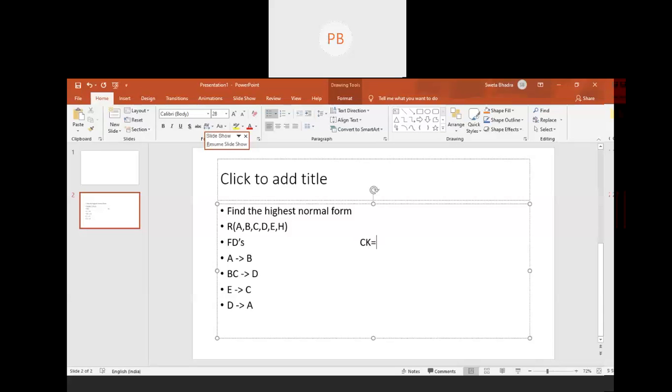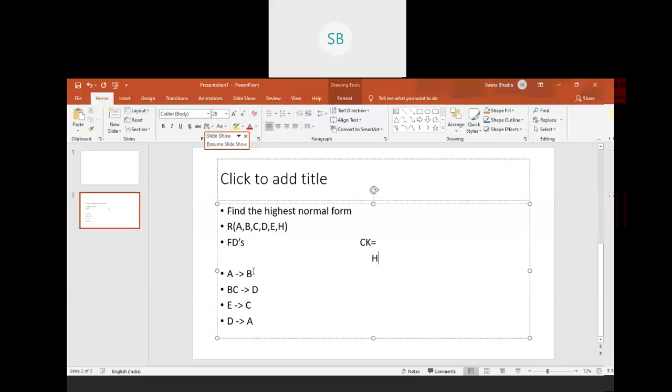Ma'am, for that, we have to check which attribute is not on the right side. So H is not on the right side. Yes. So with H, we'll go for AH. First, you find out which attributes cannot be determined, that is, do not appear on the right-hand side. Yes, H is not appearing anywhere. So obviously H will be in the candidate key. Yes, you are correct.